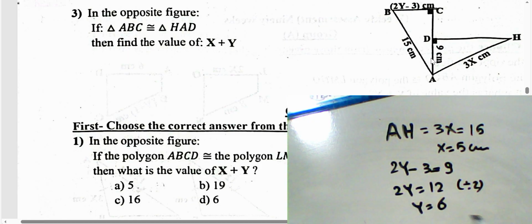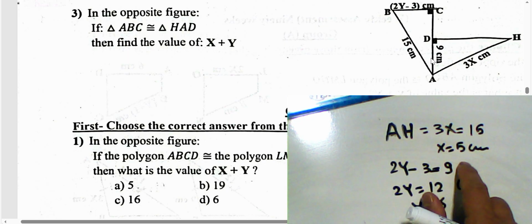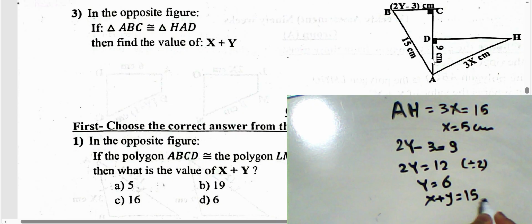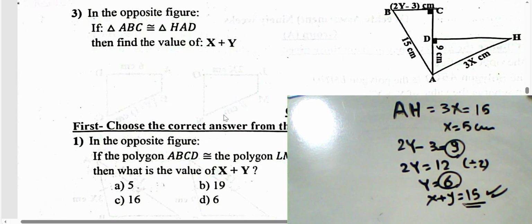Then we want to find the addition of x and y, the sum of them. We can add 6 plus 5, it will be 11. Because we want to find the value of x plus y: 6 plus 9 is 15 centimeters. The sum of them equals 15 centimeters.